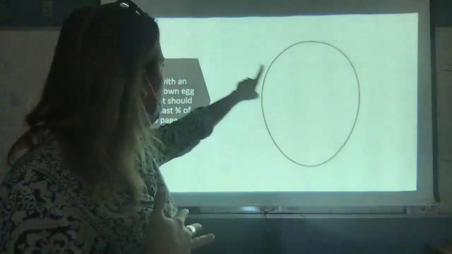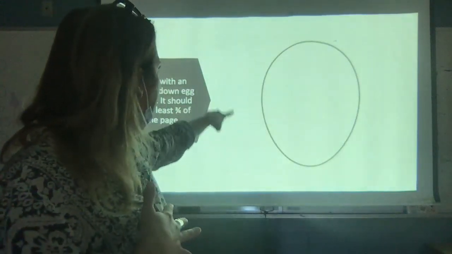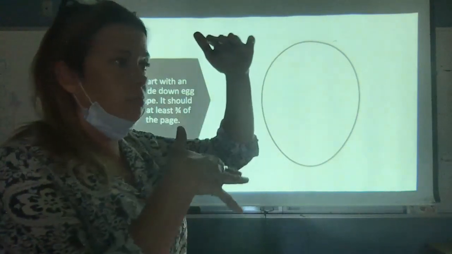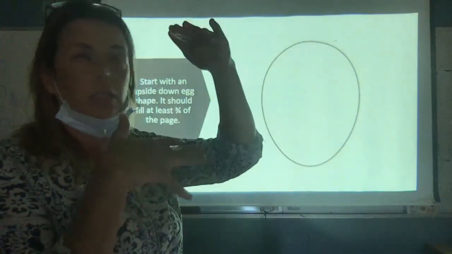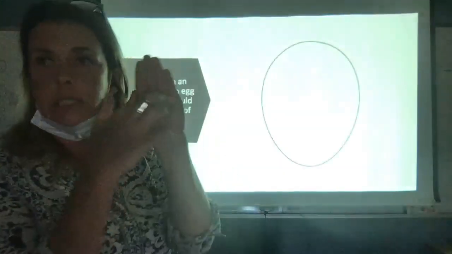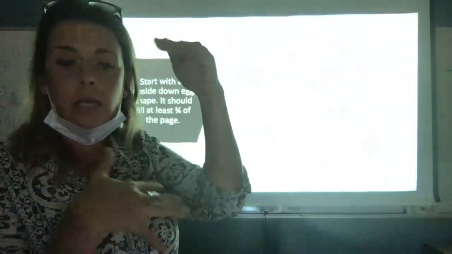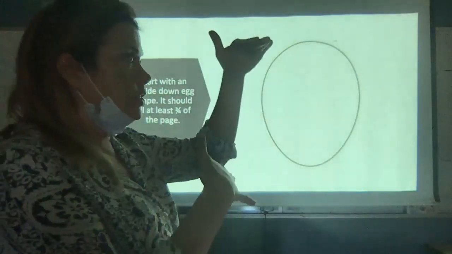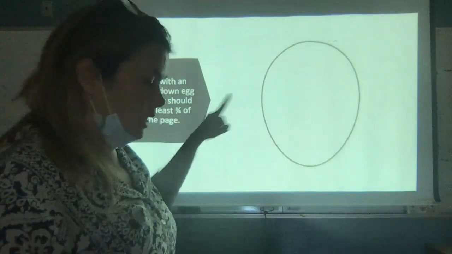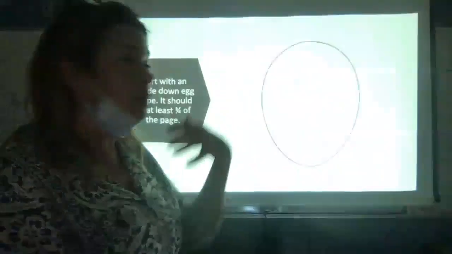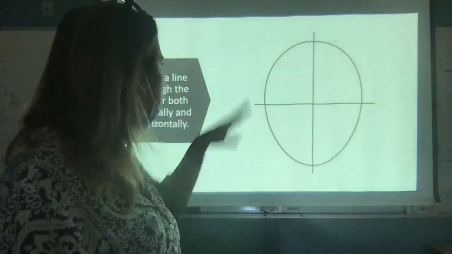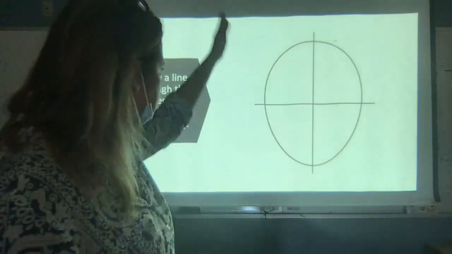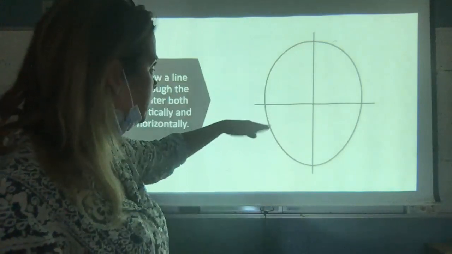You are going to be drawing an upside down egg shape. I think it's easier to draw a little bit larger, so I would not draw this the size of a postage stamp. Go ahead and draw an upside down egg shape in your sketchbook, because that's essentially the shape of our head. You don't need a ruler, but then you're going to divide it vertically and horizontally with lines.